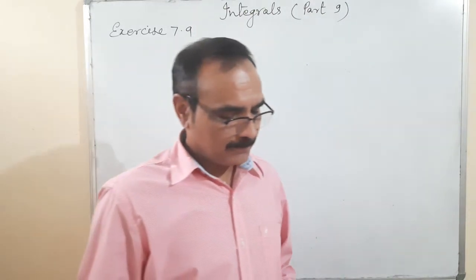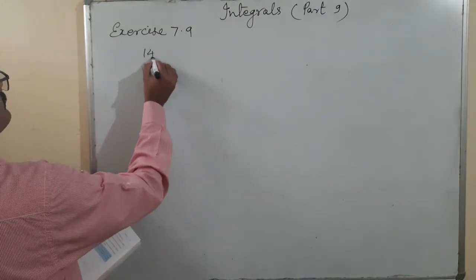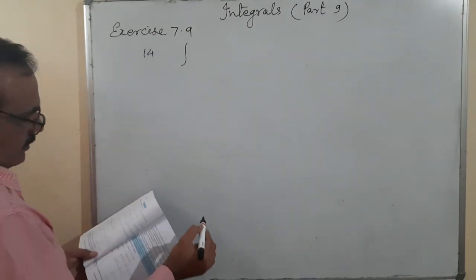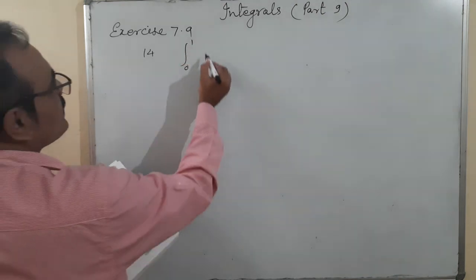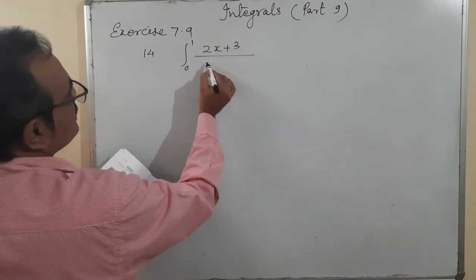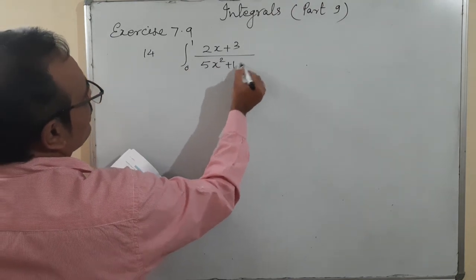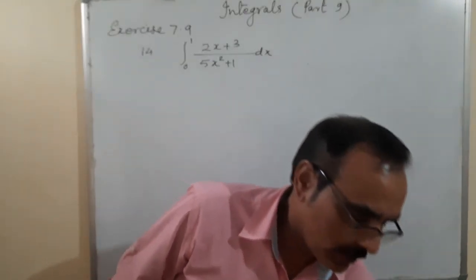Question number 14. The integral from limit 0 to 1 of (2x plus 3) upon (5x square plus 1) dx. Okay, how to solve this question?